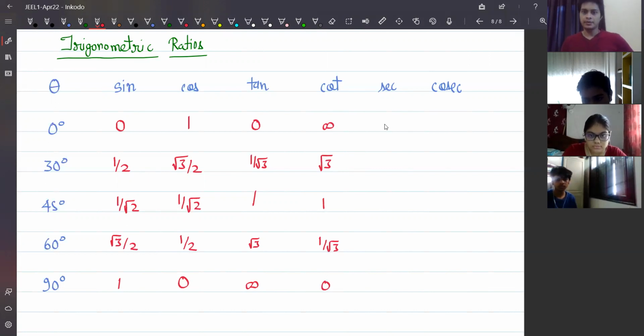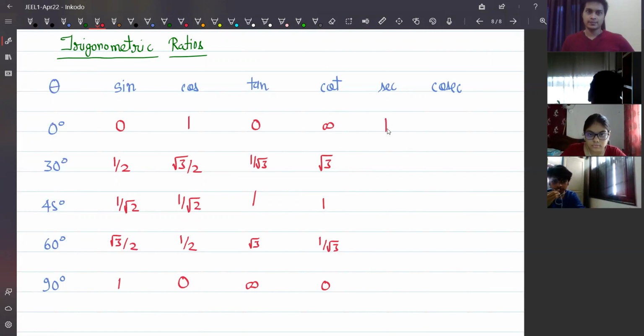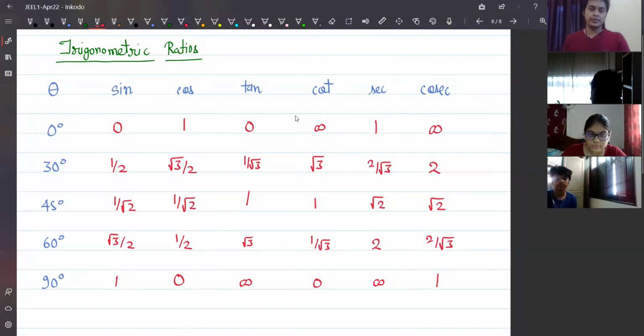Correct. Nirbit, tell me the value for sec 0 degrees. 1, 2 by root 3, root 2, 2, and infinity. Correct. Cosec. Infinity, 2, root 2, 2 by root 3, and 1. Correct. So these values all of you know. I presume that you all know. Using your help, I have written this. So these values you should know by heart.